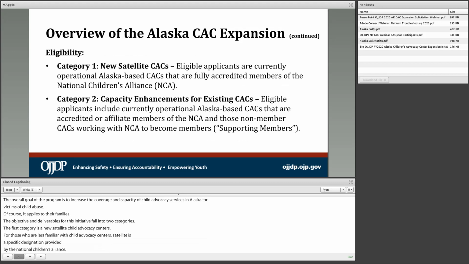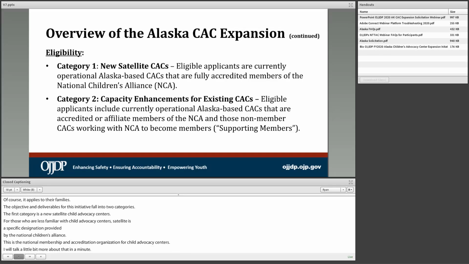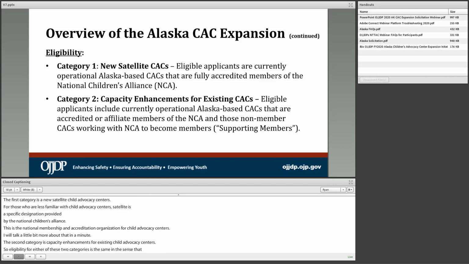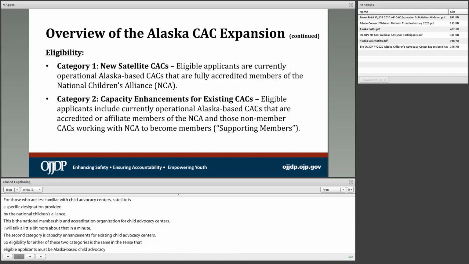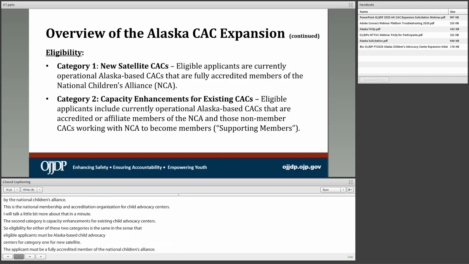So eligibility for either of these two categories is the same in the sense that eligible applicants must be Alaska-based child advocacy centers. For Category 1, for new satellites, the applicant must be a fully accredited member of the National Children's Alliance, which is that organization I just mentioned that is in charge of membership and accreditation standards.